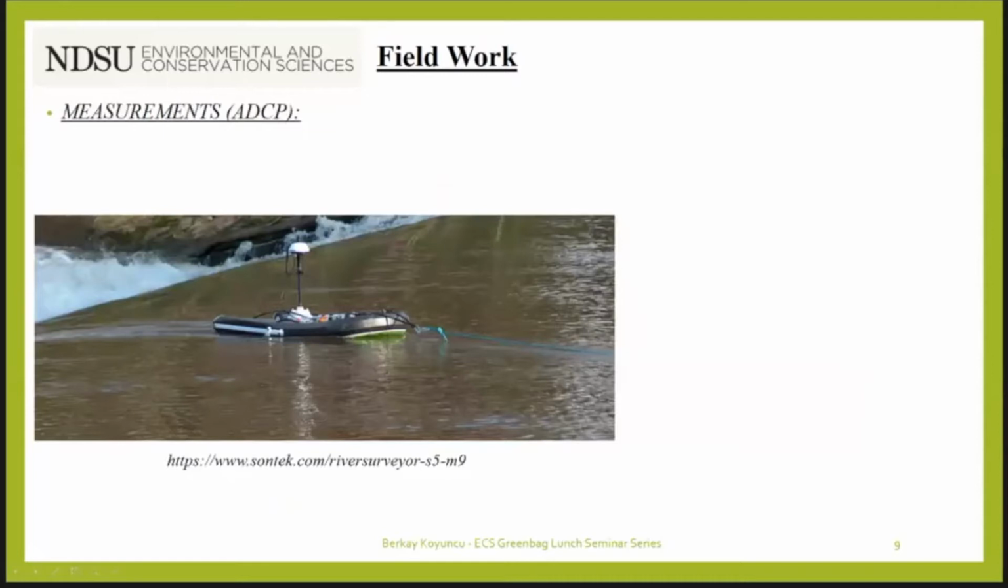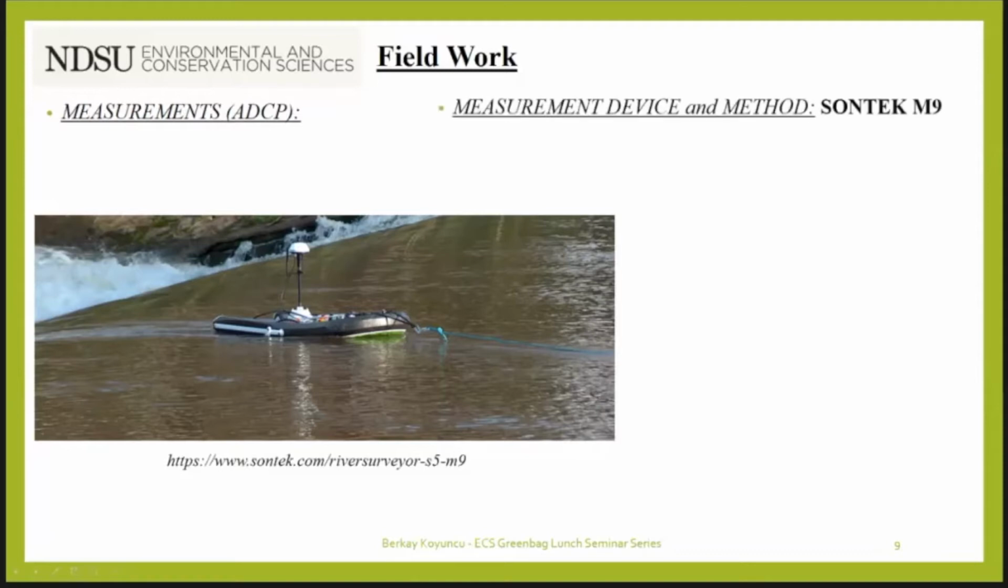So how do we do our measurements? We're using a device called Sontek M9. As you see, this white part is the sonar device, and it is attached to that floating boat, and we have GPS in here. So basically, it is collecting data with the help of this, including the coordinate system. That's very important because we need spatial information when we are collecting data.